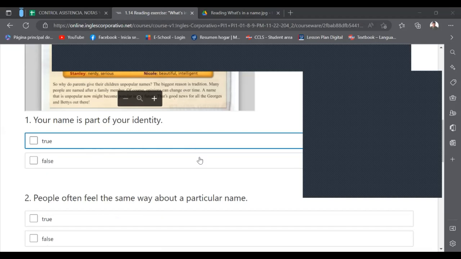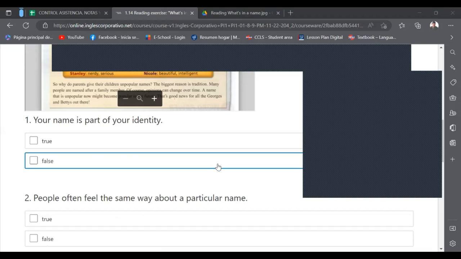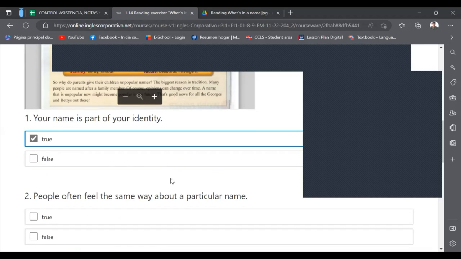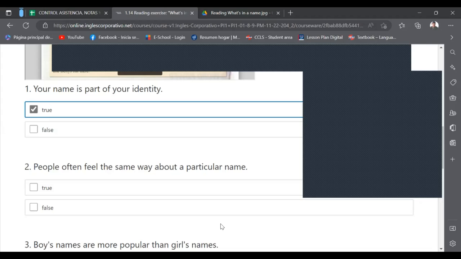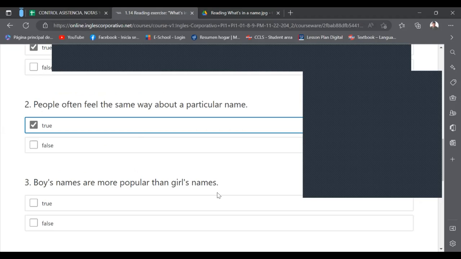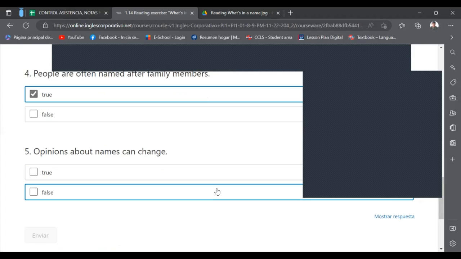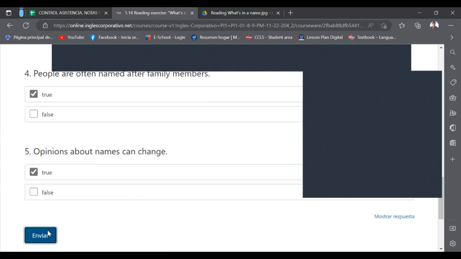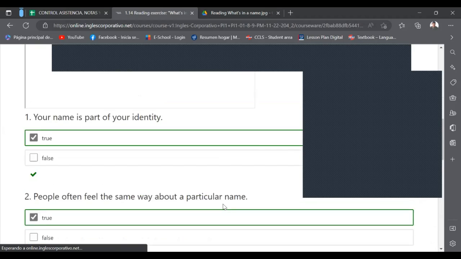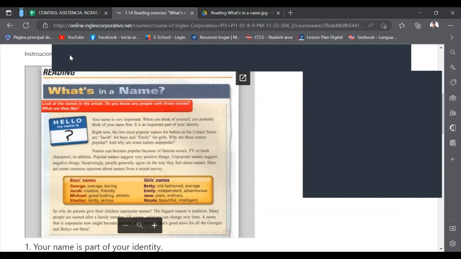Your name is part of your identity. True or false? True. That is true. What about people often feel the same way about particular names? True. Boys' names are more popular than girls' names. False. What about number four? People are often named after family members. True. Opinions about names can change. True. Okay, let's check. Look at that. Everybody got a 10. Very good.